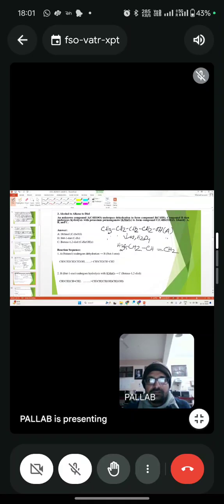C4, 3, 5, 6, 7, 8. The compound is matched. So this is our compound B. That is but-1-ene, when we do numbering. This but-1-ene is our compound B.